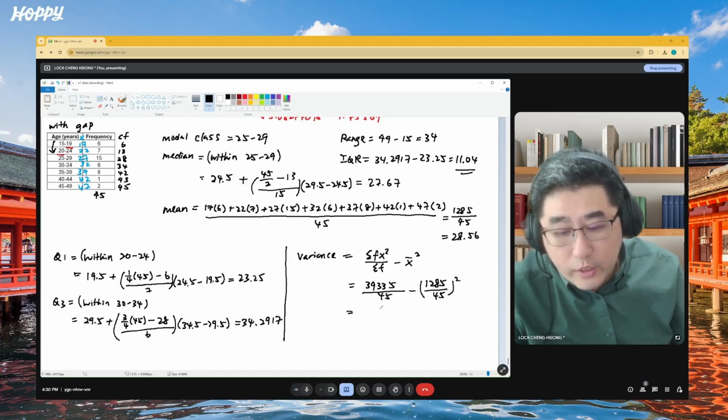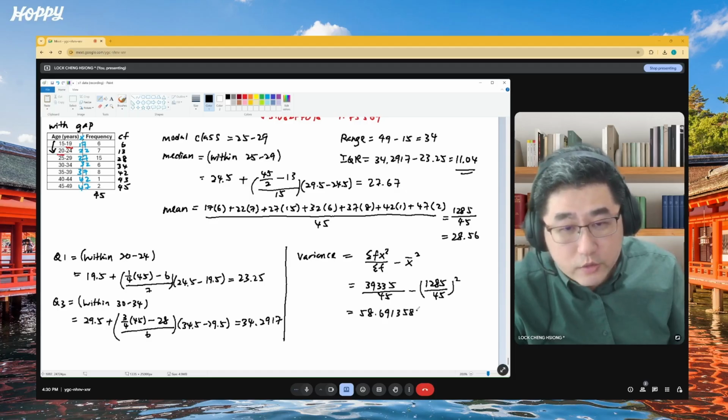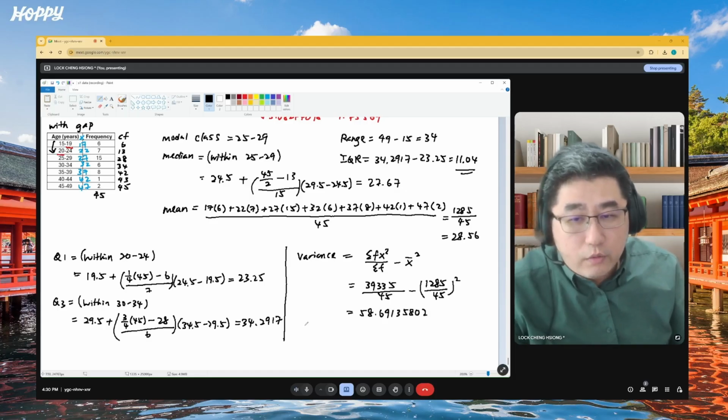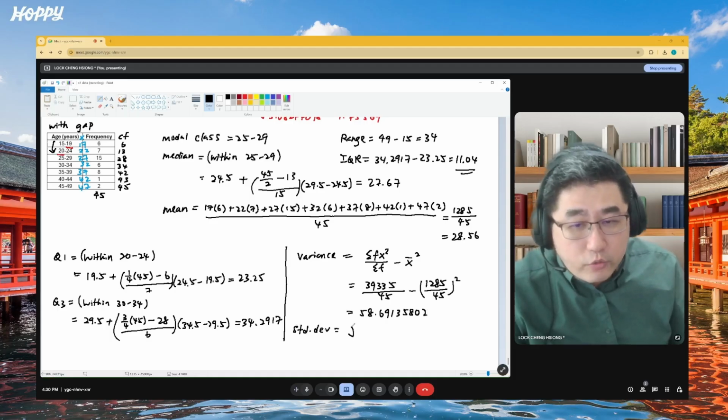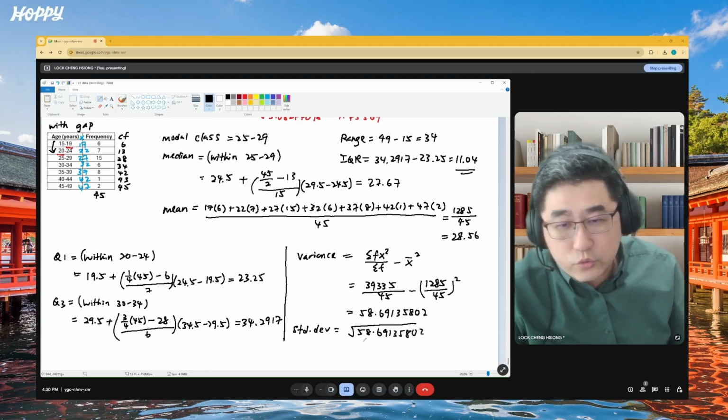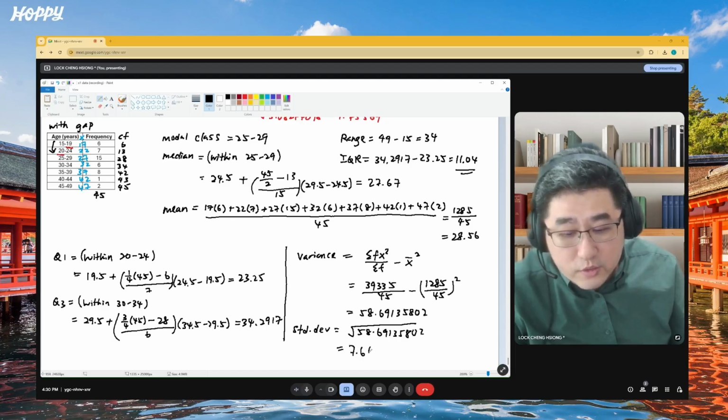Okay, I will get a value of 58.69135802. Standard deviation is the square root of the variance value. 58.69135802 square rooted, you have 7.66102853.